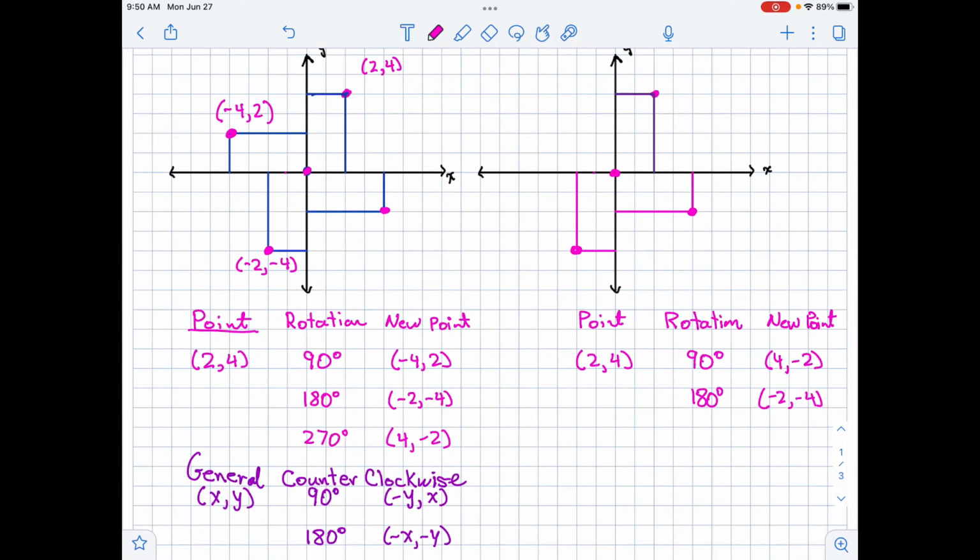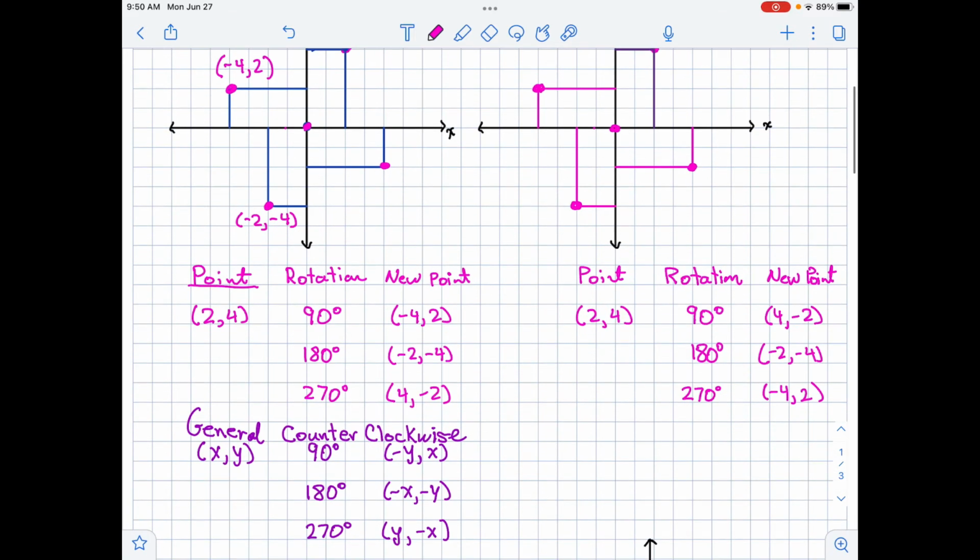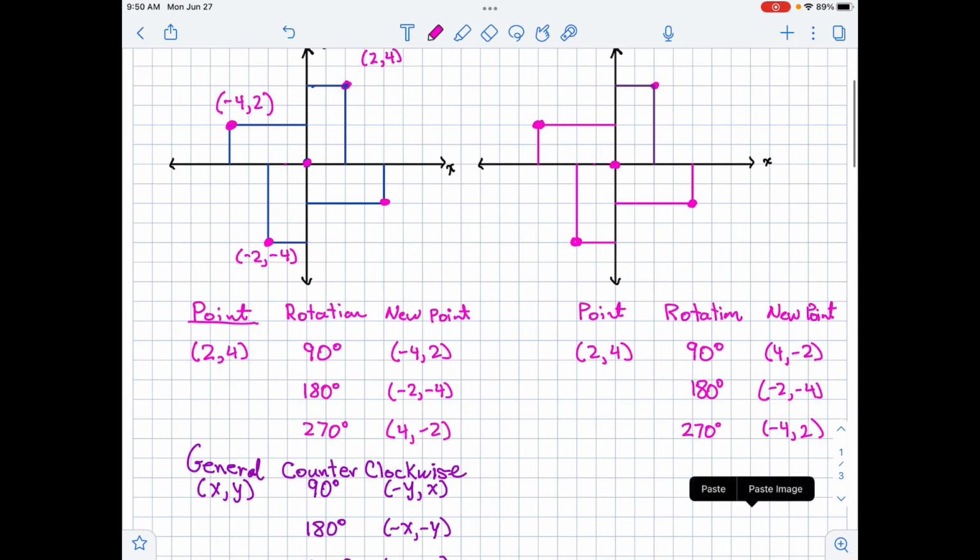And then let's look at 270. Well, we do this again, and we get our point over here, which is (-4, 2). So there we have it. So that's the 270 rotation.